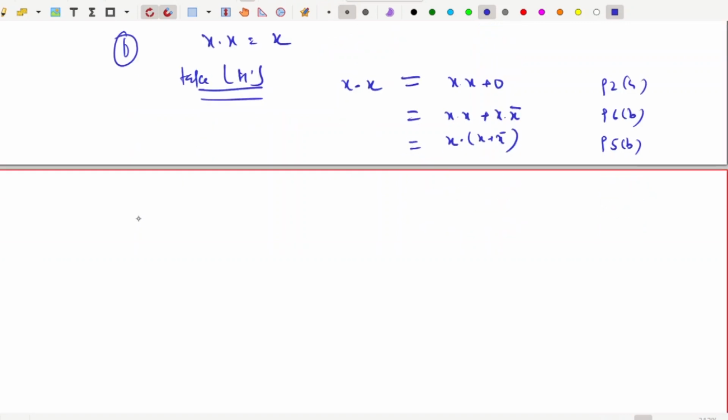Then x plus x complement, by using the complementation law, postulate 6a, we can say that this is x dot 1. This is postulate 6a. Then x dot 1 means when we multiply, that is equal to x, postulate 2b. So we again prove that x dot x is equal to x.